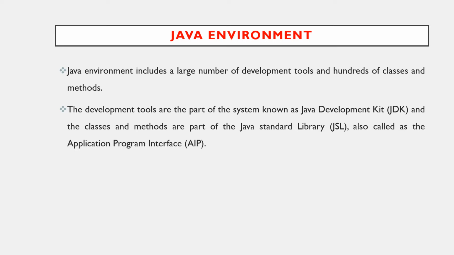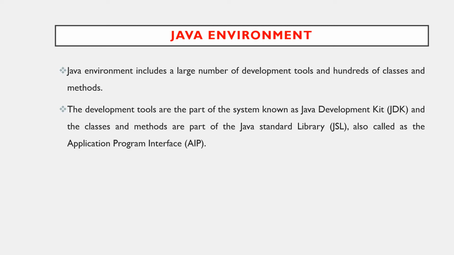The Java environment includes a large number of development tools and hundreds of classes and methods. Here are some of the tools it contains. The classes and methods are included in our programs. We can call this the Java environment. Here, the development tools are part of the system, which we can call the Java Development Kit. Commonly, it is known as JDK.